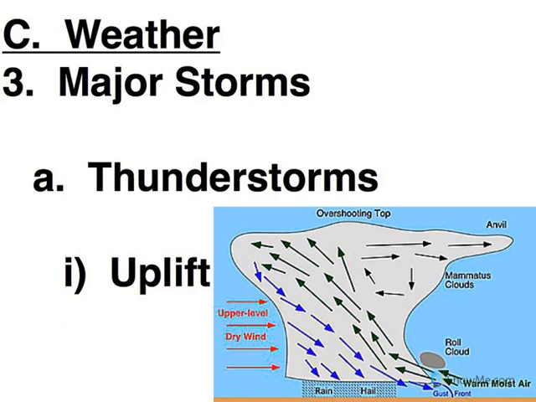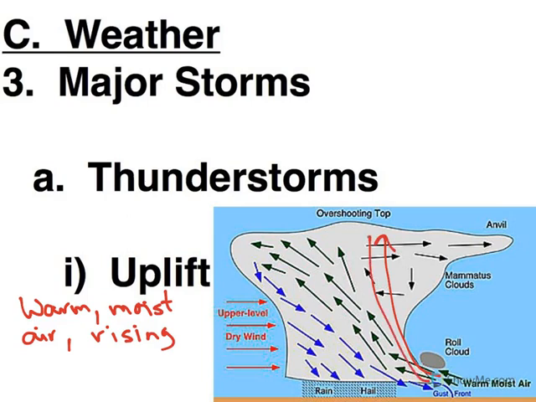Well, the first step is uplift. So this is the warm, moist air that is rising. So you have this air moving upward. Usually it's going to be associated with a cold front or just very hot temperatures.